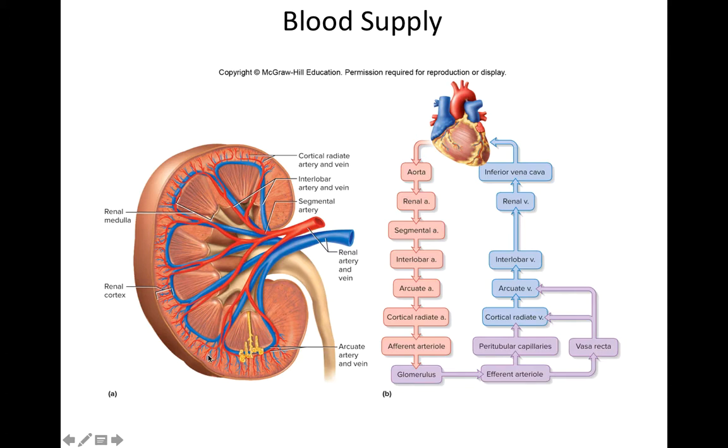So these are your cortical radiate veins, which lead into the arcuate veins, which lead into the interlobar veins. The only difference is that we don't have segmental veins. I don't know why. The interlobar go directly into the renal vein, which feeds directly into the inferior vena cava, which obviously is going to feed into the right side of our heart. So this flow is important. You're going to need to know this so that you can figure out where you are when we begin to look at these microscopic structures here.